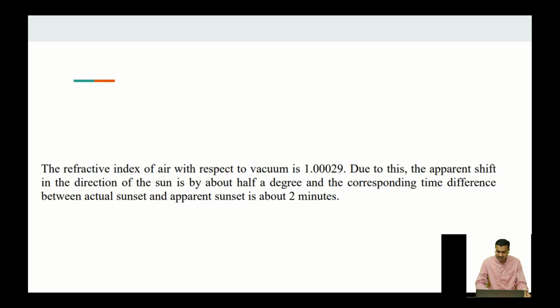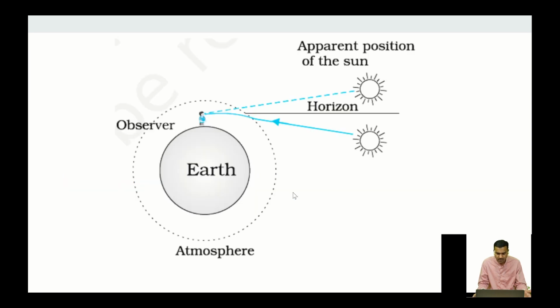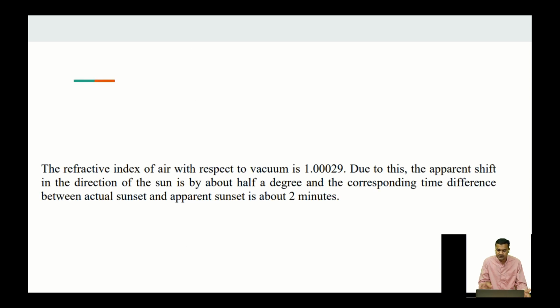Actually the sun has set, or the sun has risen, but it remains visible for up to 2 minutes. We can give some data here. Due to that, it appears to come from this direction. The direction of the ray is bent by about half a degree. So this bending takes place by half a degree.